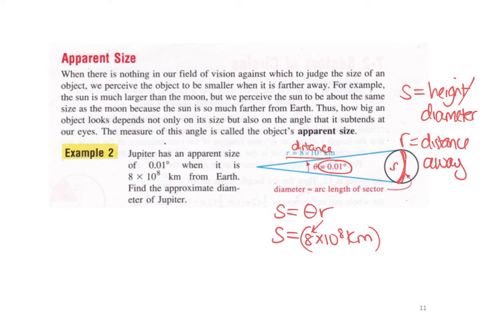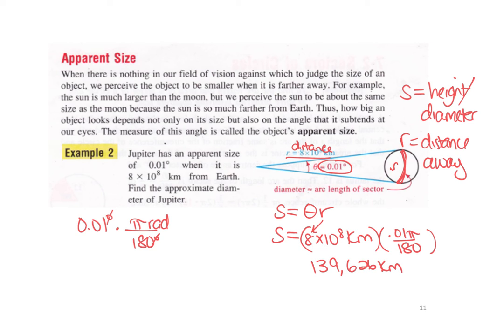And I said I'd fill in theta in a minute because theta is in degrees right now, and we will have to change that to radians. So remember, pi radians is 180 degrees. This way the 180 degrees would cancel. So it's going to be 0.01 times pi over 180. And this, of course, would absolutely be a calculator problem. And if you were to do that in the calculator, it would come out to be approximately 139,626 kilometers tall.